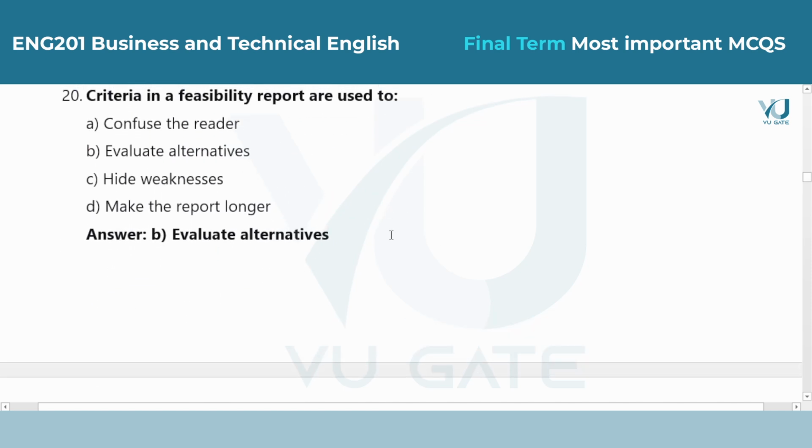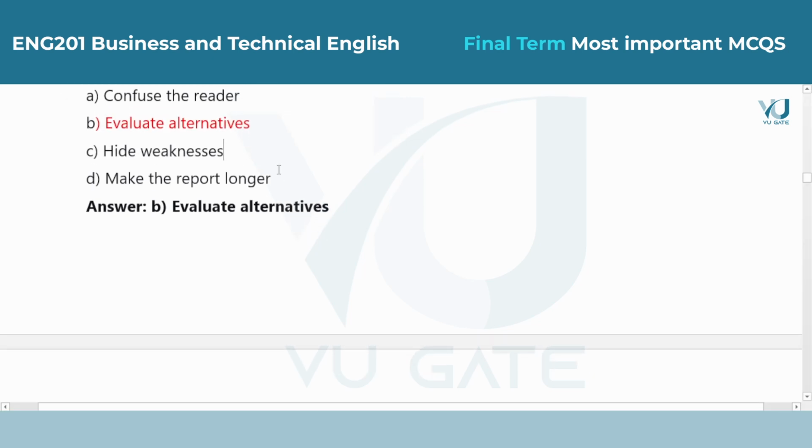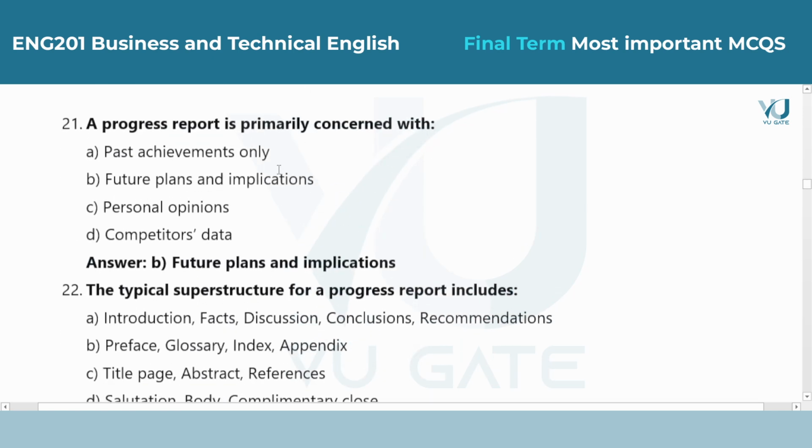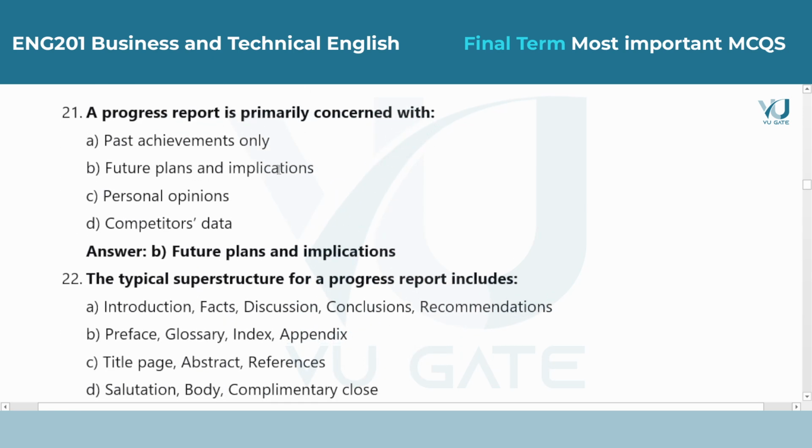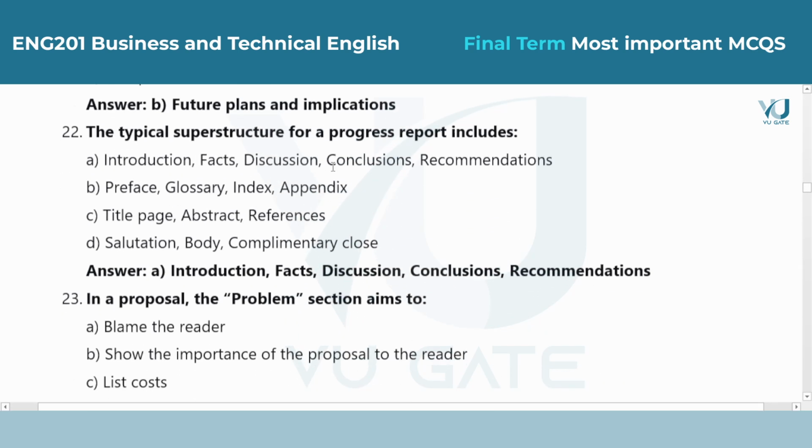Question. Criteria in a feasibility report are used to answer. B. Evaluate alternatives. Concept. Criteria act as the standards or yardsticks against which different options are measured and compared. 21. Question. A progress report is primarily concerned with answer. B. Future plans and implications. Concept. While it tracks what has been done, its main value is informing stakeholders if the project is on track for the future.